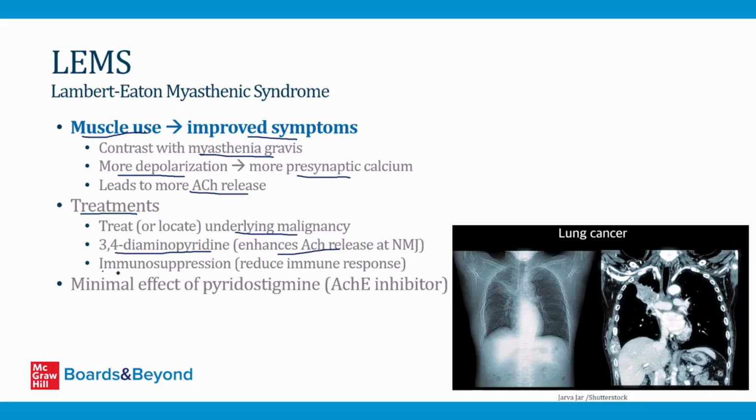And then beyond this, immunosuppression with steroids and other drugs can sometimes be done to try and reduce the immune response and reduce the production of antibodies. Importantly, though, and this is something you should know for your board exams, acetylcholinesterase inhibitors like pyridostigmine usually don't have much effect in LEMS. And that's because in LEMS, you're just not releasing enough acetylcholine into the neuromuscular junction. So even if you block the breakdown of acetylcholine, it doesn't help that much because you simply don't have enough acetylcholine present at the neuromuscular junction to begin with.